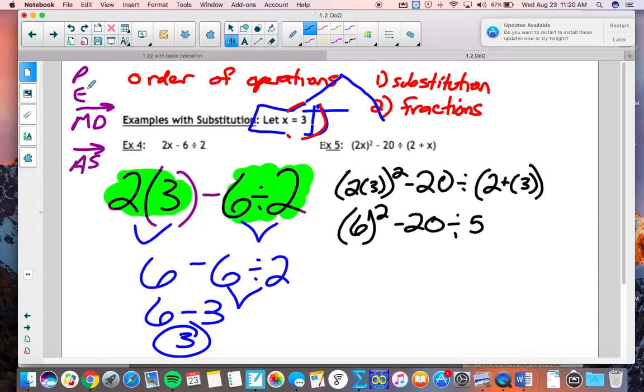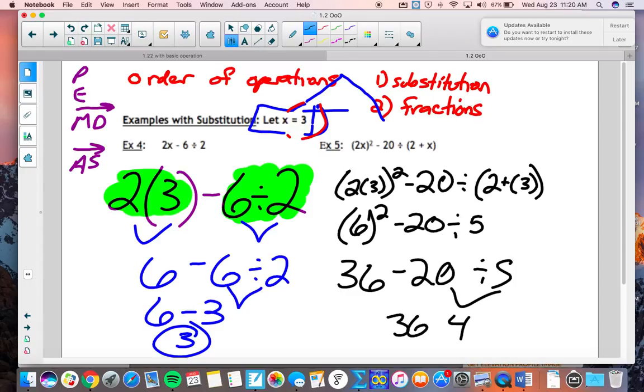So are there any exponents, now that I'm done with simplifying within the parentheses? Yes, there are exponents. 6 squared, that means 6 times 6, that is 36. All right, any multiplication or division? Yes, sir, there is division right over here. So now we get 36 minus 4, which equals 32.